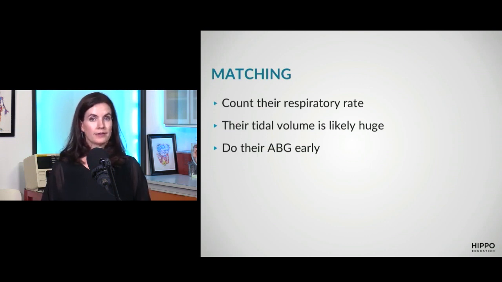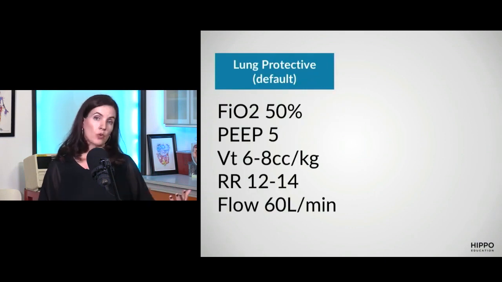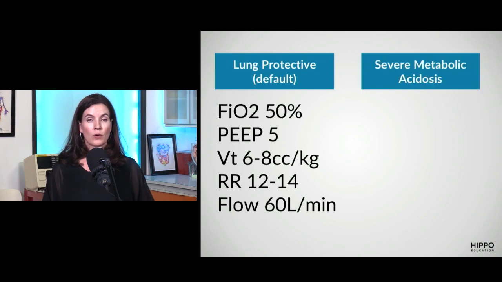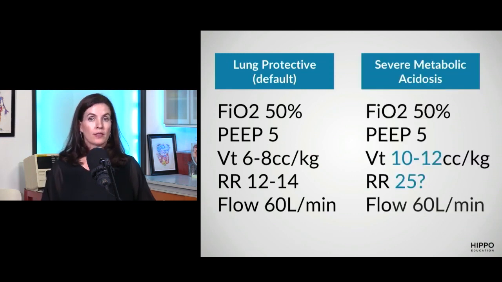So if our normal settings are FiO2 50%, PEEP of 5, tidal volumes of 6 to 8 cc's per kilo, resp rate 12, and a decent flow, when we're setting somebody with severe metabolic acidosis, you're taking the tidal volume way up. These people are not getting lung protective ventilation anymore. You're starting them at 10 or 12 cc's per kilo, knowing that they are at risk of barotrauma. You may end up putting chest tubes in these people, but they need that huge tidal volume to compensate.